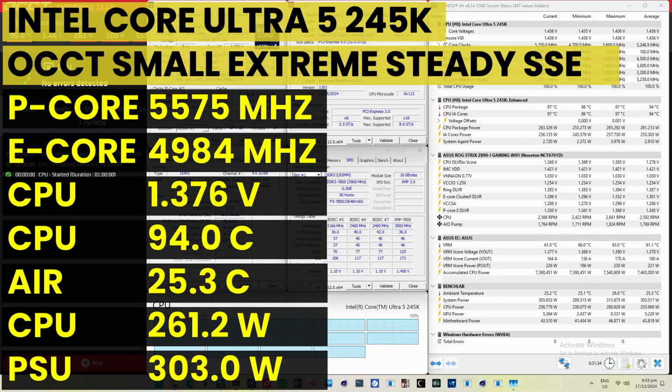When running the OCCT CPU SSE stability test, the average CPU P-core effective clock is 5,575 MHz, and the average CPU E-core effective clock is 4,984 MHz with 1.376 volts. The average CPU temperature is 94 degrees Celsius. The average CPU package power is 261.2 watts.